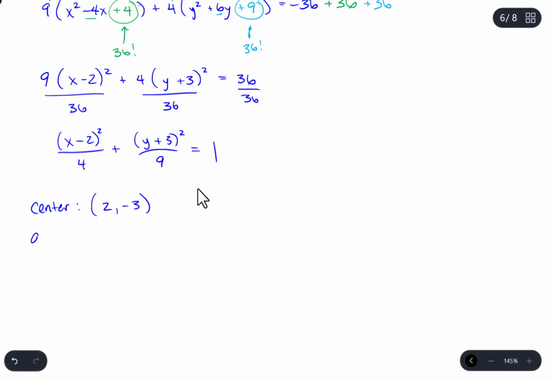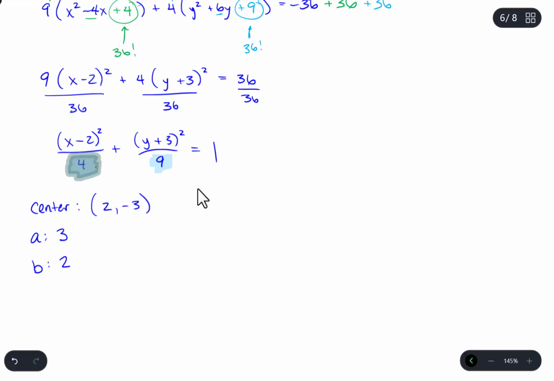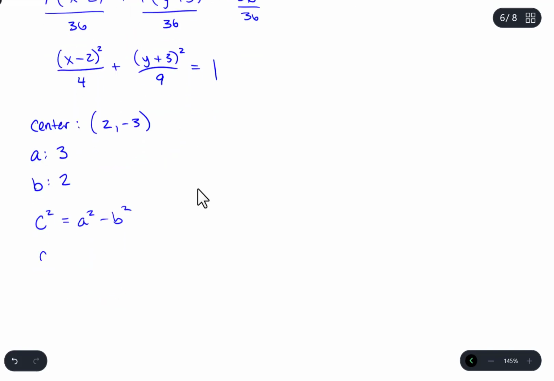Now, a and b. So a is the square root of the larger of these two numbers. So the larger of those two numbers is 9. The square root of that is 3. The smaller is 4, and the square root of that is 2. So that gives me a and b. Which means I can now calculate c, because c squared is a squared minus b squared, which would be 9 minus 4, or c is going to be the square root of 5.